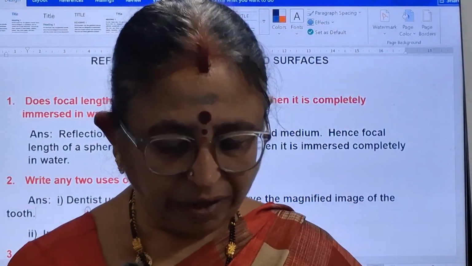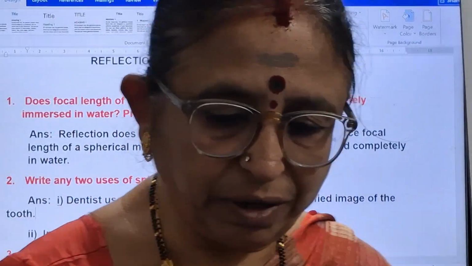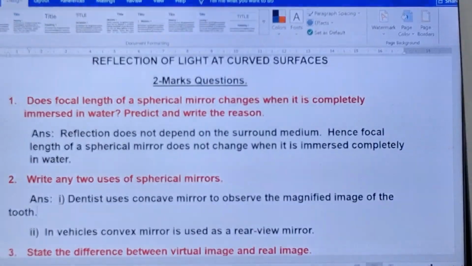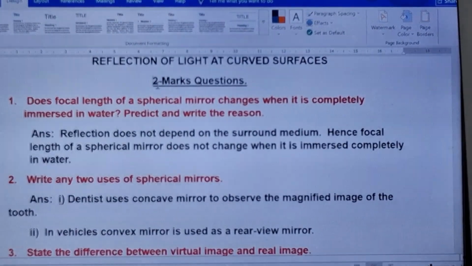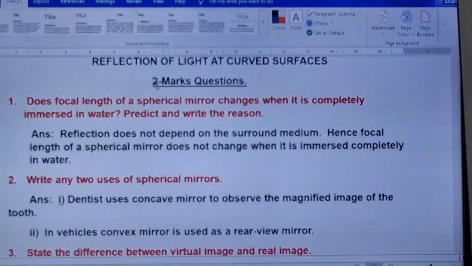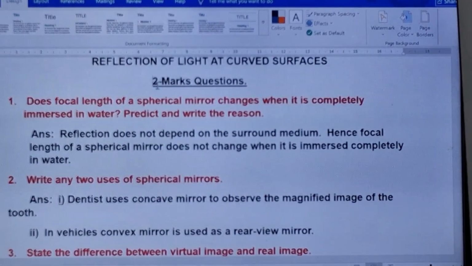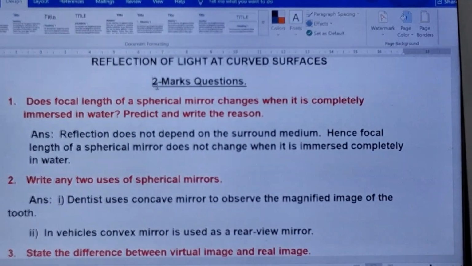So I'm starting now with your first chapter. The first chapter is reflection of light at curved surfaces. In this, 2 marks questions. I hope you know about your examination pattern. Your pattern is 2 marks questions, 4 marks questions, 6 marks questions, and objectives you will be having. Now, I'm discussing 2 marks questions, children.